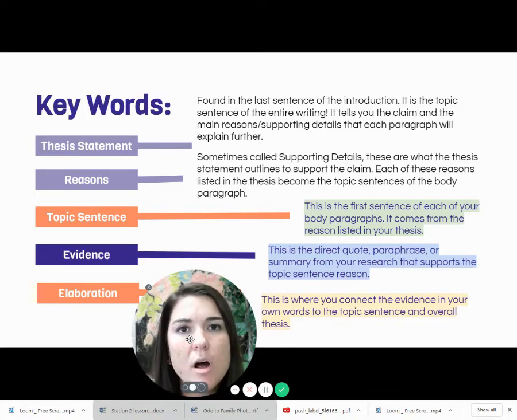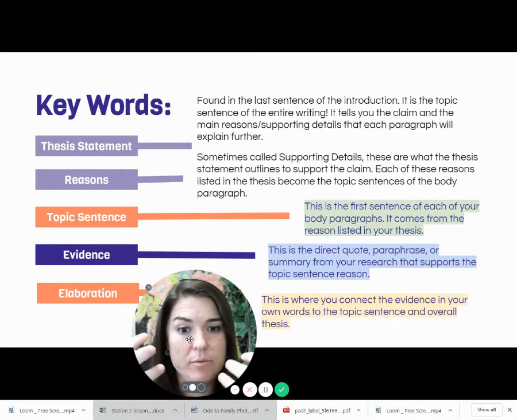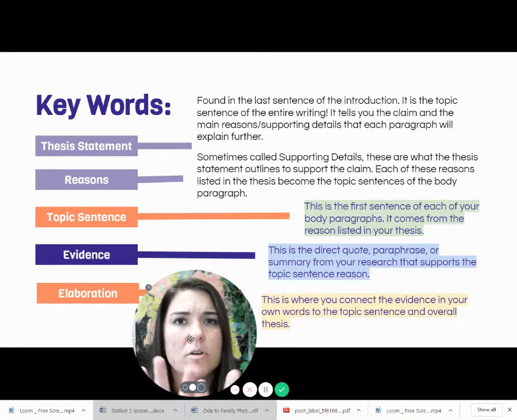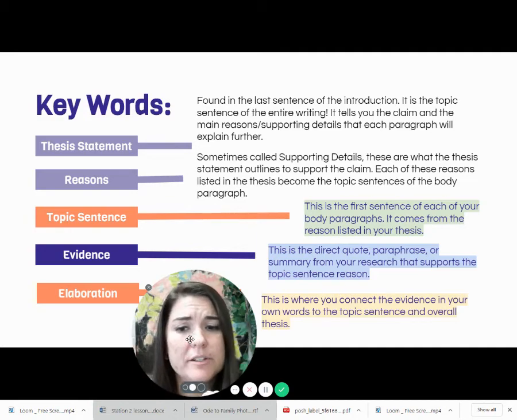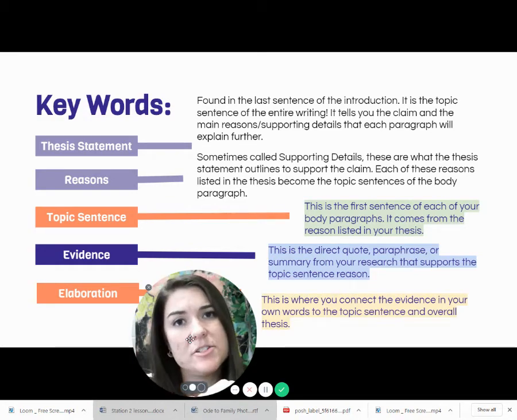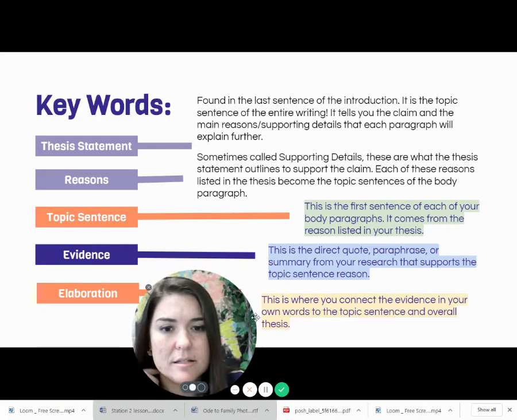Evidence are direct quotes, paraphrases, summarizing of the research that you found from the actual text that you went to get the information. Elaborations, when you connect that evidence in your own words to topic sentences and your overall thesis. I'm going to dig a little bit deeper on how to do evidence and elaboration in another video, but today I'm just going to start by talking about what that body paragraph looks like. You can look at it, let's see.